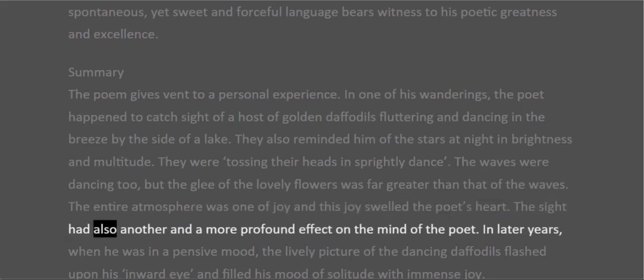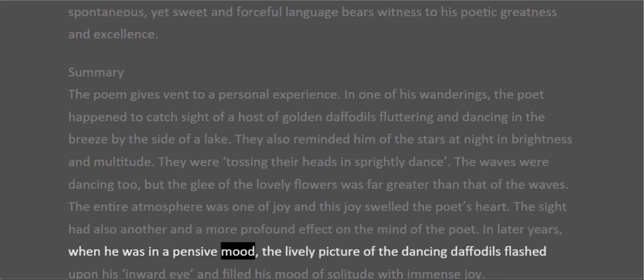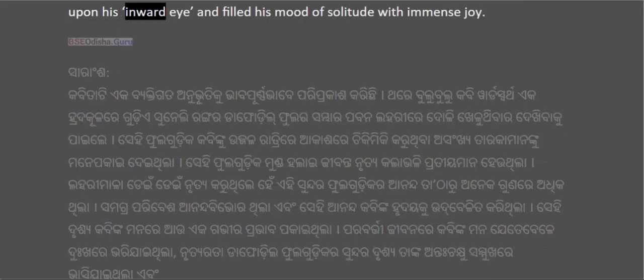The sight had also another and a more profound effect on the mind of the poet. In later years, when he was in a pensive mood, the lively picture of the dancing daffodils flashed upon his inward eye, and filled his mood of solitude with immense joy.